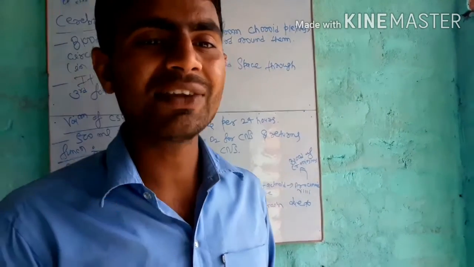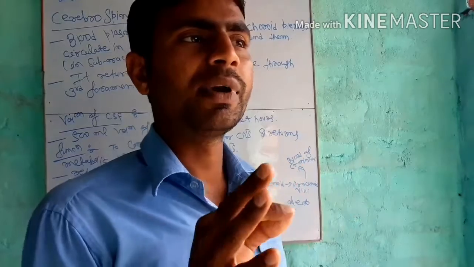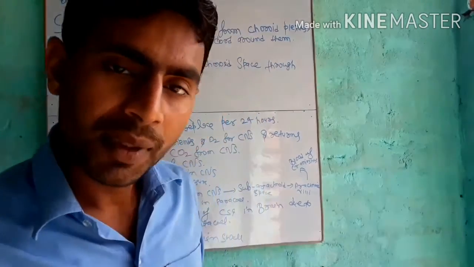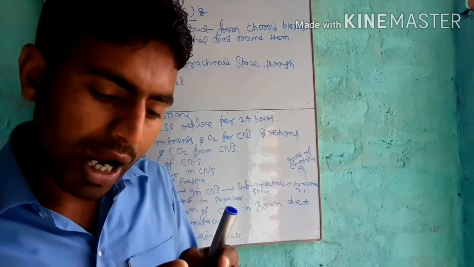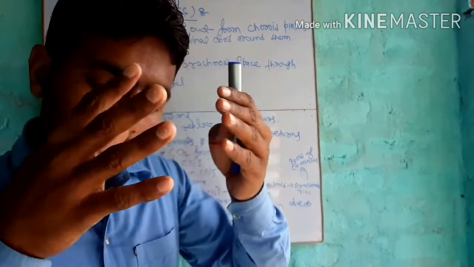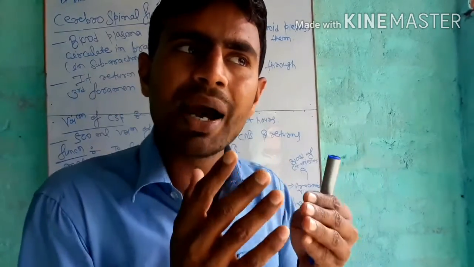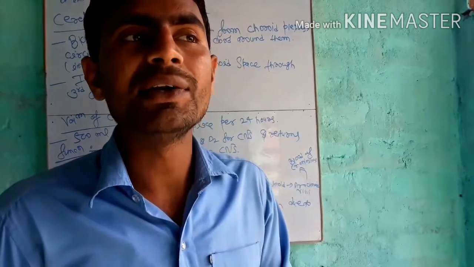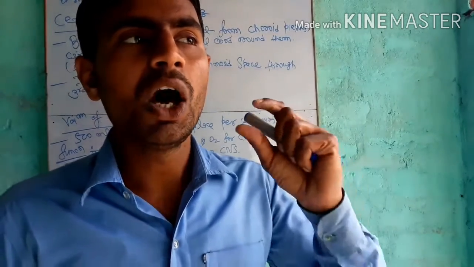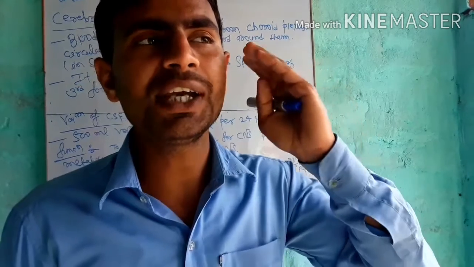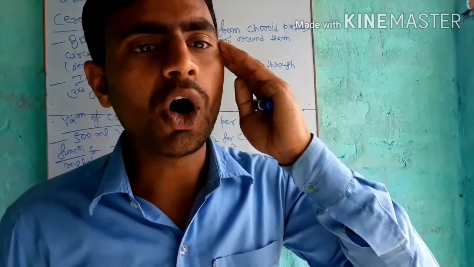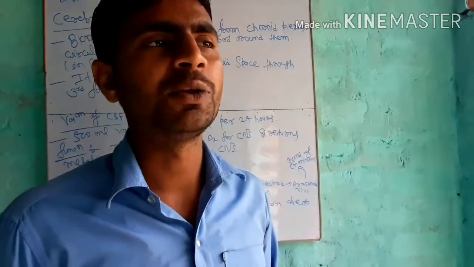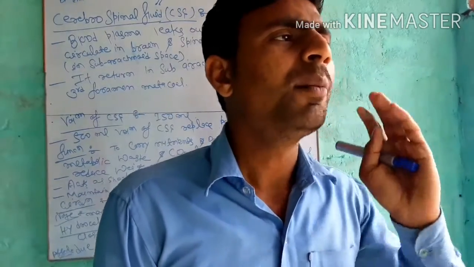This means the choroid plexus releases cerebral spinal fluid. And how is the choroid plexus formed? You have known that choroid plexus is formed by fusion of pia mater with brain. And what is the pia mater? Pia mater is a layer of cells that is present in contact with the brain.